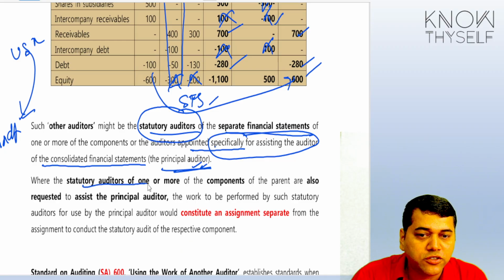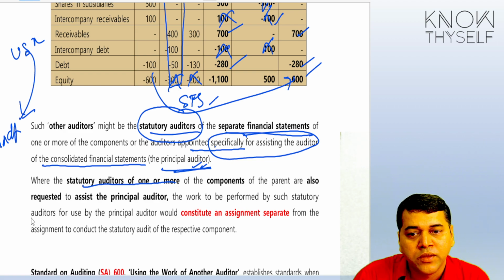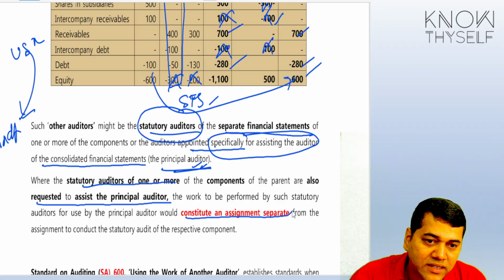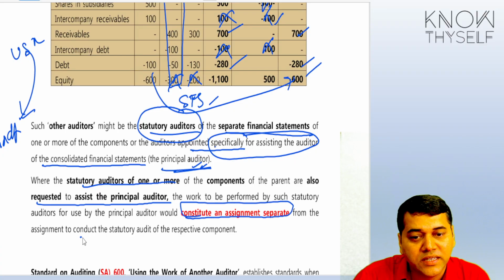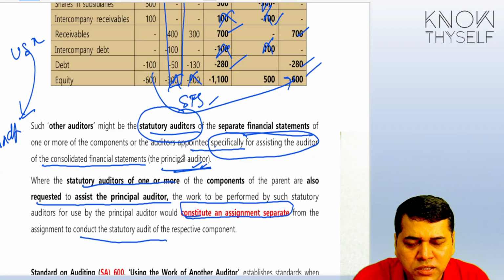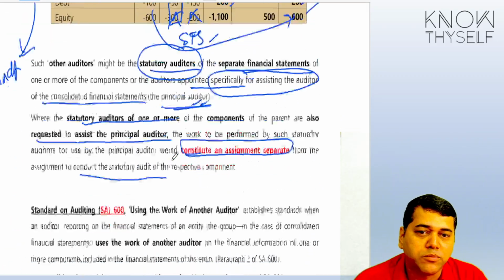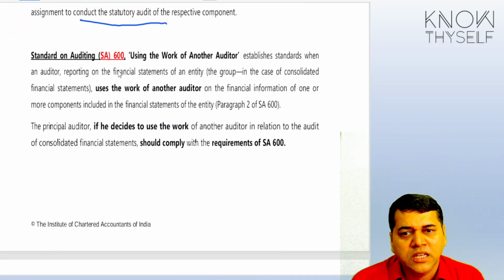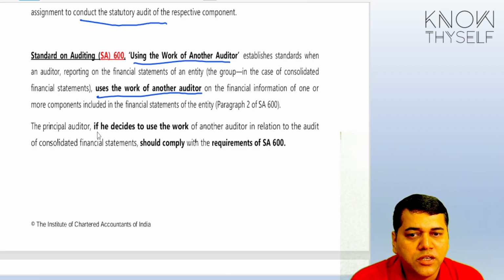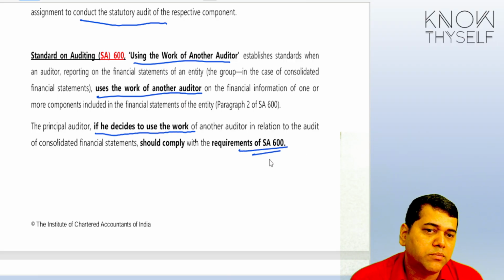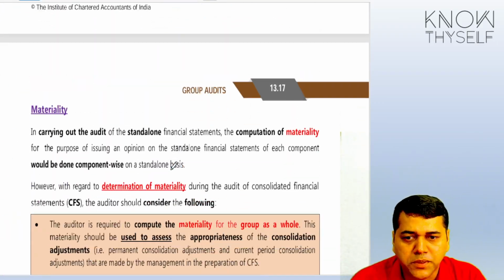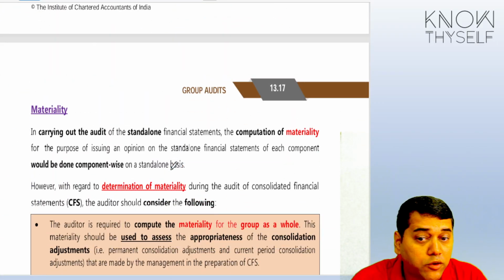Now, statutory auditors of one or more components of the parent are also requested to assist the principal auditor. That's why it will constitute a separate assignment other than the conducting of the statutory audit. Anyhow, they gave you this as information. You need not think of it from the examination point of view. Now, SA 600 uses the work of another auditor. If he decides to use, then he has to comply with SA 600. Ignore it, forget it. So, the crux of this particular consideration, okay, materiality you may have to consider.